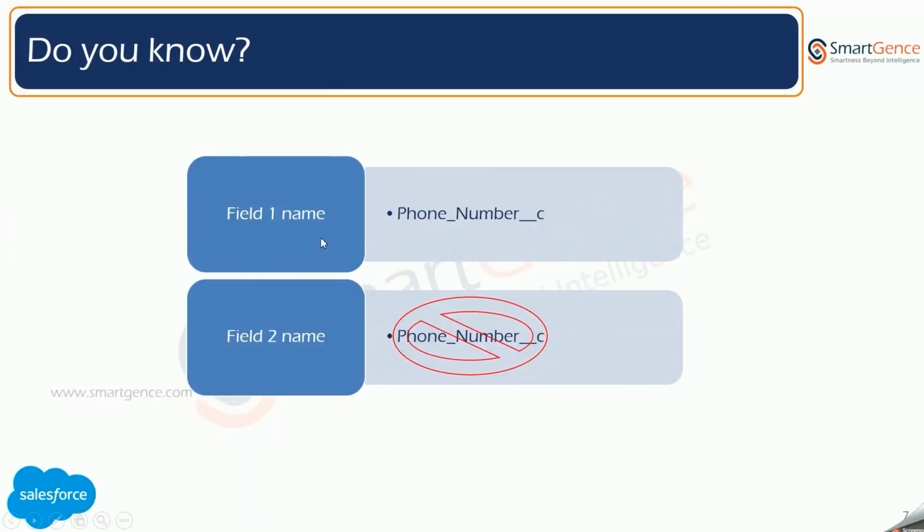Let's say we are creating a field with the name phone number in a particular object, let's say the customer object, and it has its API name as phone underscore number underscore underscore C. Then we try to create another field in the same object, customer, with the same API name phone underscore number underscore underscore C. Then we can't actually do that. Salesforce restricts fields in one particular object from having the same API name. So we need to provide a different API name for this.